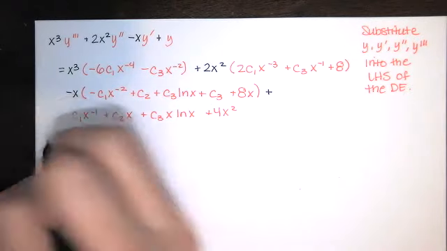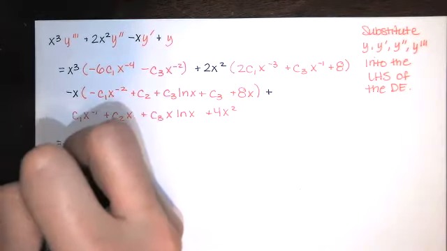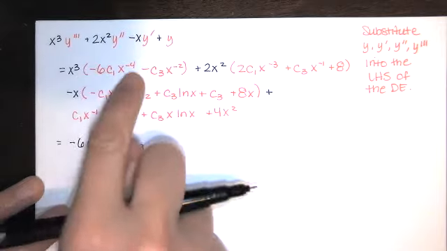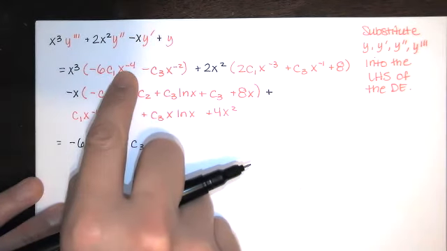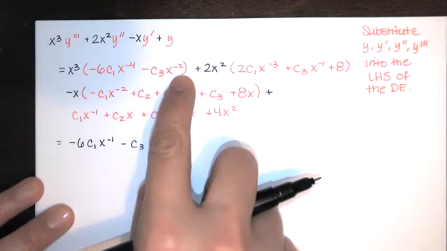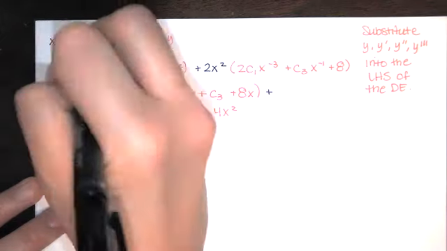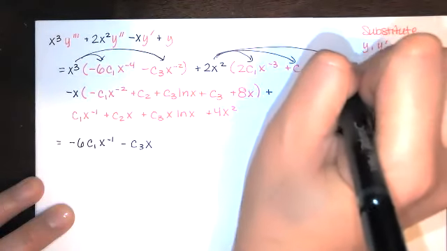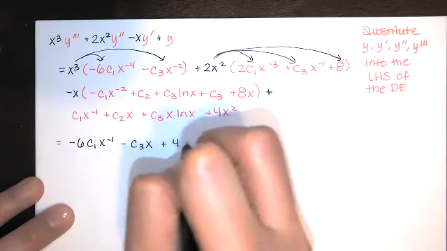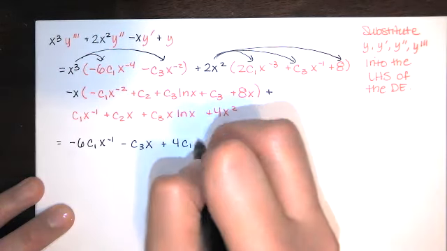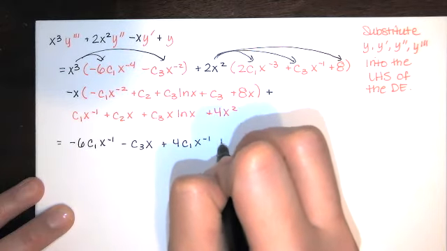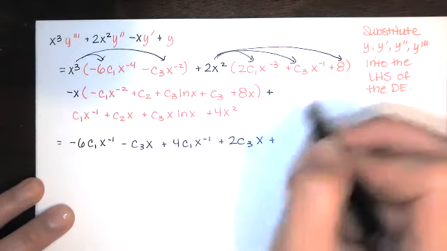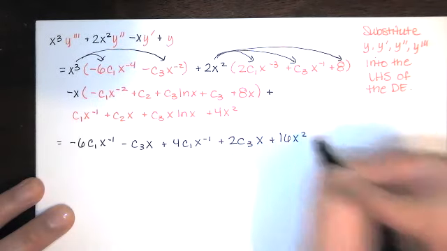Now we just simplify. Distribute that x cubed. And remember, you want to add the exponents. So that's going to give us an x to the negative 1 here. X cubed times x to the negative 2 is going to be an x to the first. You're distributing here as well. You've got 3 terms to distribute to. So you have 4 c1, add the exponents. It's going to be an x to the negative 1, plus 2 c3, add the exponents. It's x to the first. 8 times 2x squared is 16x squared.